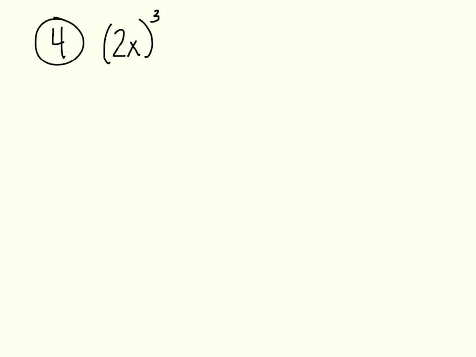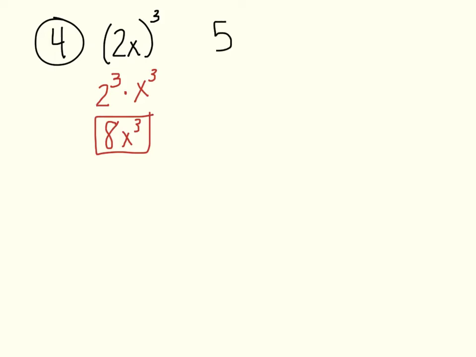But you have 2 different things that you are taking to the third power. You have to take the 2 to the third power and the x to the third power. So it's going to look something like this: 2 to the power of 3 times x to the power of 3. 2 to the power of 3 is just 8, and then x to the third is just that. So everything that's inside the parentheses, you have to take to that power.